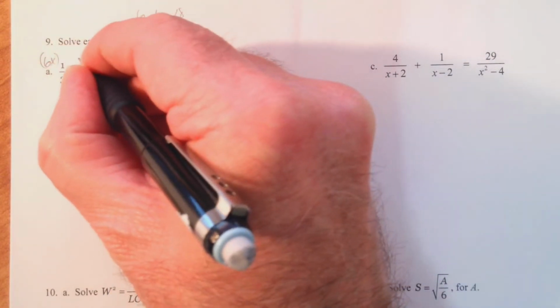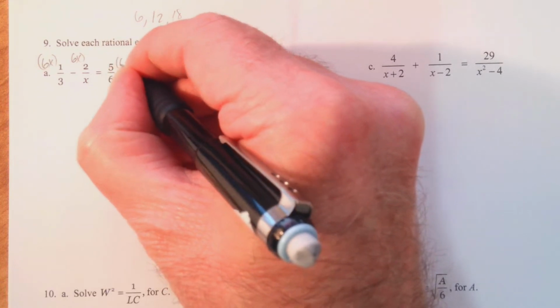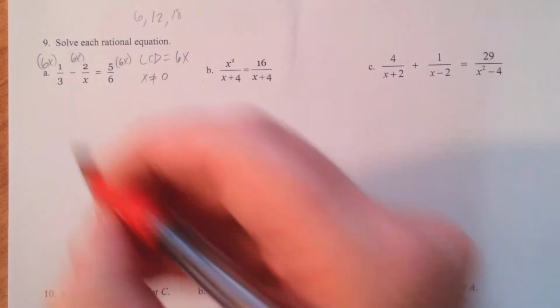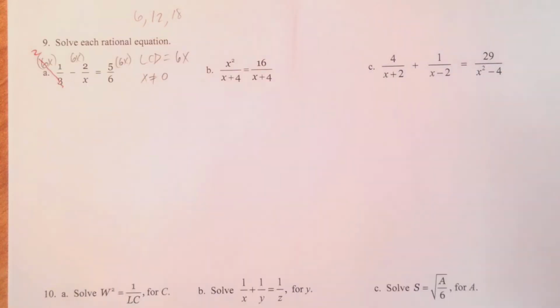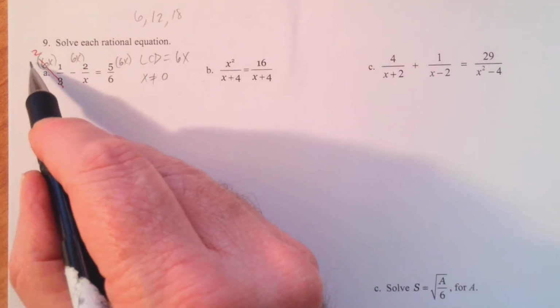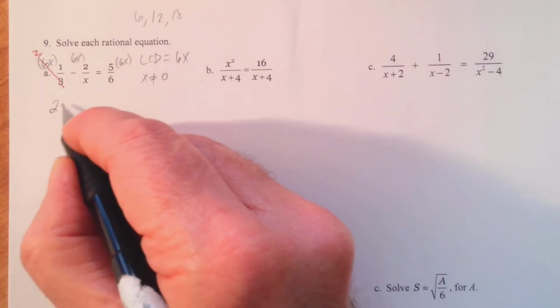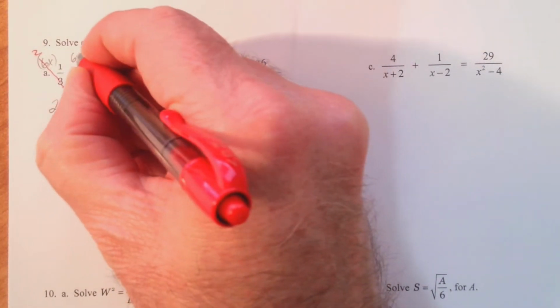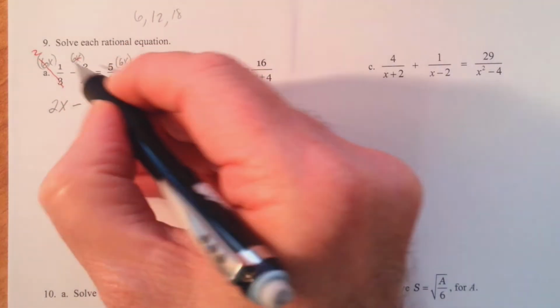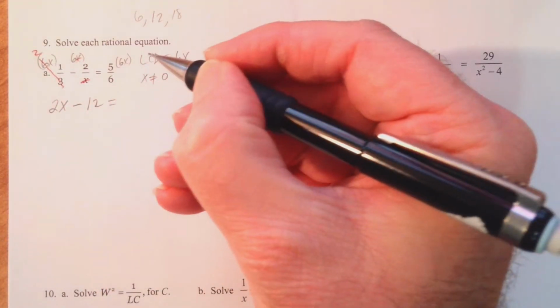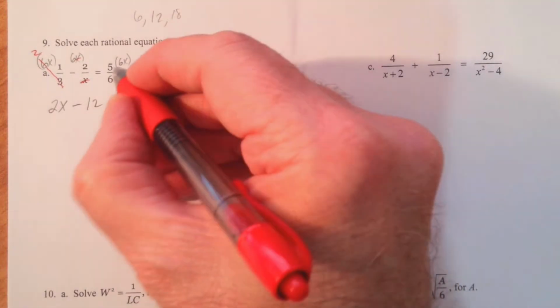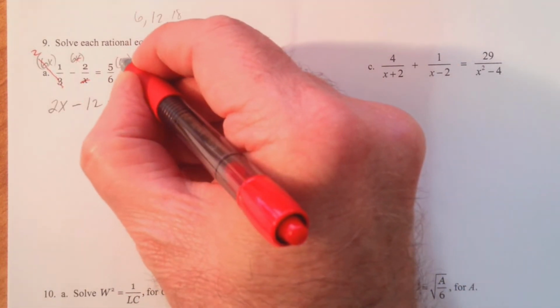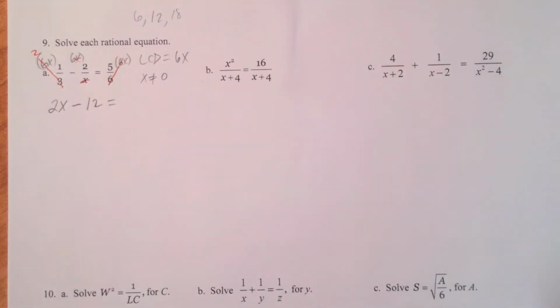So we're going to multiply by 6x on each of these. So you'll notice 6 divided by 3 here is 2. And we'll multiply what's left. 2 times x times 1 is 2x. Minus, notice here, the x's cancel. So it'll be minus 6 times 2, which is minus 12. On this last fraction, 5/6 times 6x, the 6's cancel. And notice you're left with 5x. So a much easier equation to solve.